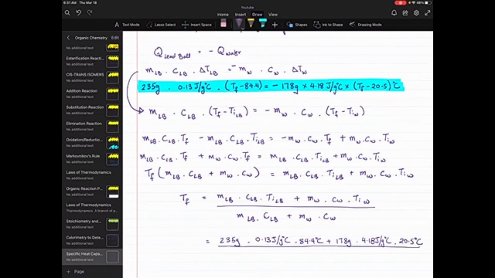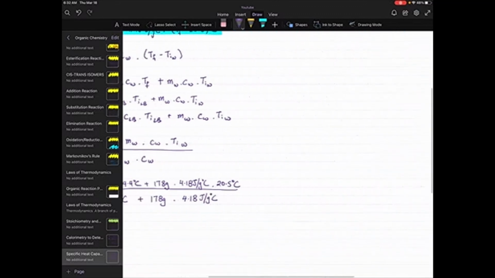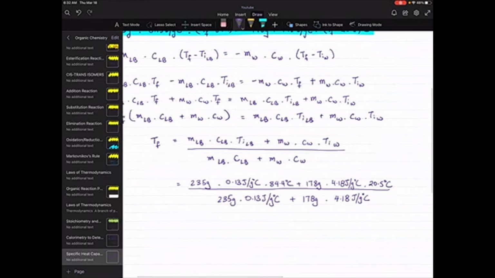And again, mass of the lead ball was 235 grams, times the specific heat capacity of the lead ball was 0.13 joules per gram degree Celsius, plus we have a mass of water, which is 178 grams, times the specific heat capacity of water, which is 4.18 joules per gram degree Celsius. Now we have plugged in all the values, and now we just have to solve on the calculator to get the final answer.